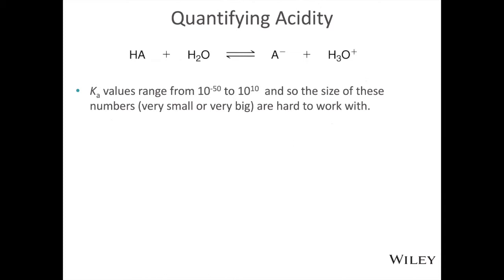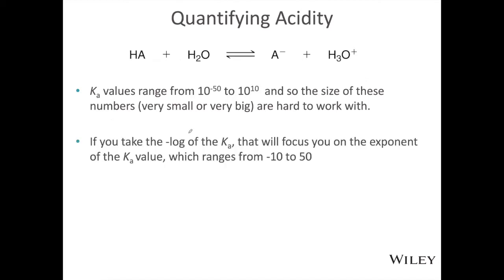And so these values are sometimes a little bit confusing to work with. So what we do is we convert this Ka value to the pKa. That term P here means negative log. And so if we take the Ka and take the negative log of that, our values now are going to range from negative 10 to 50. And that's an easier number for me to grasp. I hope it's the same for you.